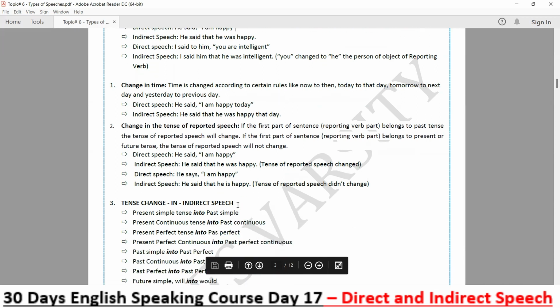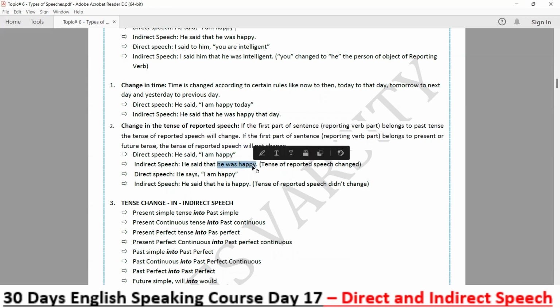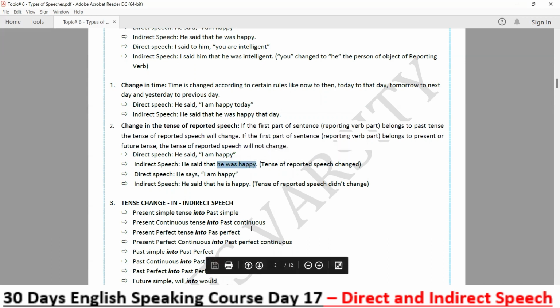Tense change in indirect speech. Present simple tense into past simple. So if it is in present simple, then it is changed to past simple. If it is present continuous tense, then it is into past continuous. As we can see here, it was in present continuous, "I am happy," but now he was happy. So present continuous tense into past continuous. Present perfect tense into past perfect. Present perfect continuous into past perfect continuous. Okay, tense change in indirect speech.